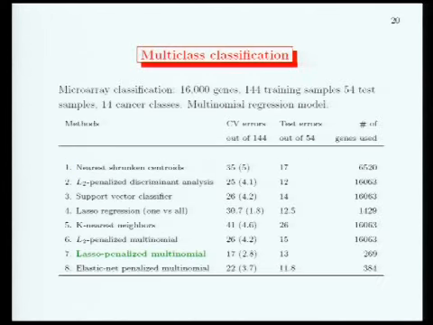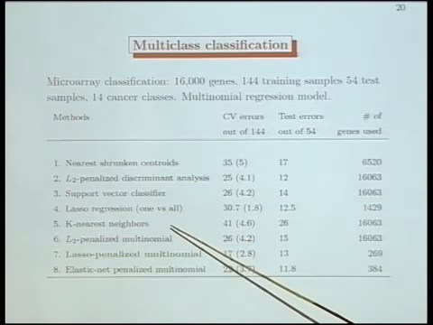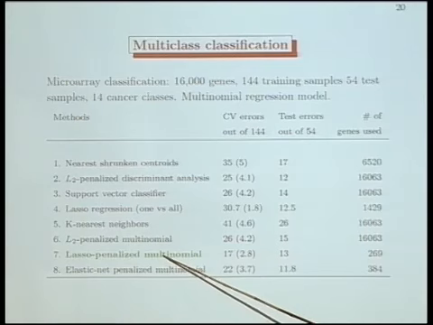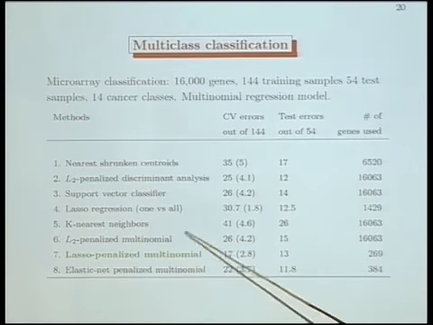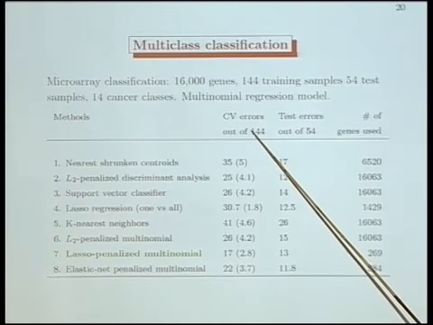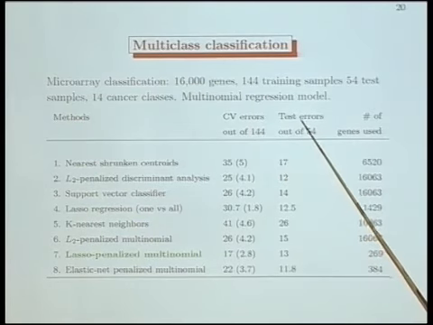Okay, and this is just an example of using the multinomial version, which you can do with glmnet. This is some common microarray data, 14 cancer classes, 16,000 genes, 144 training samples. And I put here sort of a battery of commonly used methods for high-dimensional classification. Support vector classifier, nearest shrunken centroids, k-nearest neighbors. This is the guy here, which glmnet can do now. And I've recorded both the cross-validation errors, this is 5-fold cross-validation, and test errors on a separate test set.